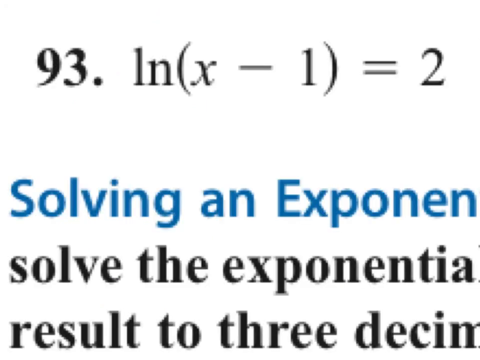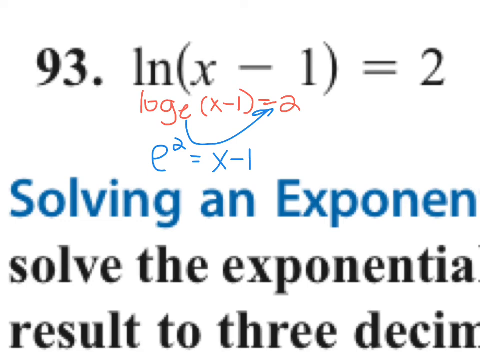Okay, 93. ln of x minus 1 equals 2. So ln is the same thing as log base e. x minus 1 equals 2. The e comes over and picks up the 2, leaving the x minus 1. And then I would add the 1.